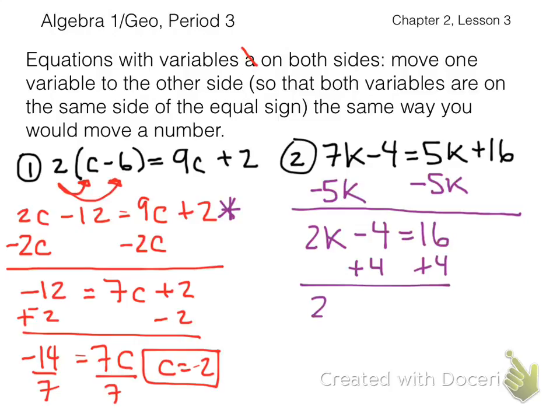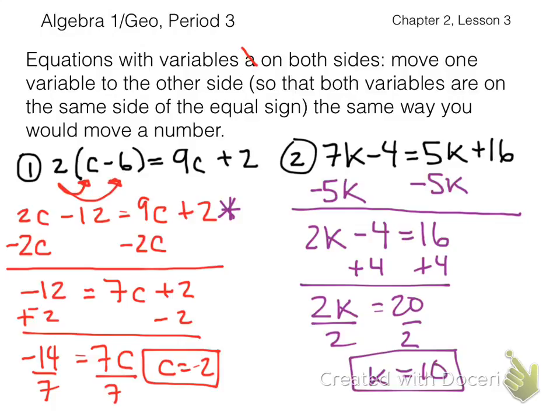So there we go. We're left with 2k is equal to 20. Divide by 2, divide by 2. K equals 10. Please box your answers. Alright, so those are your 2 example problems.